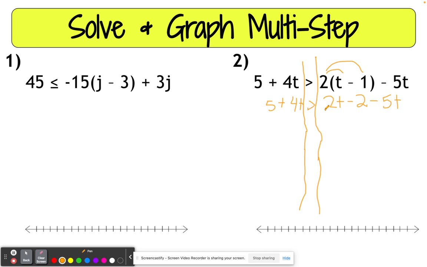I'm going to combine my like terms. I have 2t, negative 5t. That gives me negative 3t minus 2. Some of you don't like to bring down everything if you haven't done anything to that side. I kind of like my things to line up, so I always bring them down.